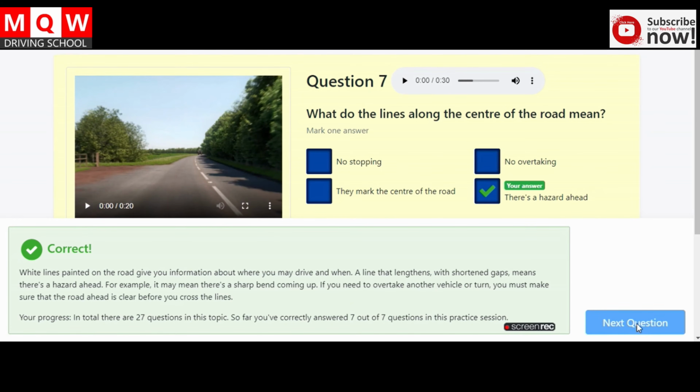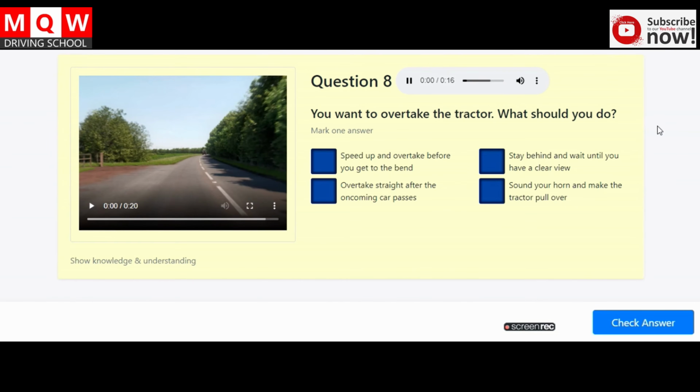Okay, let's go to the next question. Same clip. You want to overtake the tractor. What should you do? Speed up and overtake before you get to the bend. Stay behind and wait until you have a clear view. Overtake straight after the oncoming car passes. Sound your horn and make the tractor pull over.